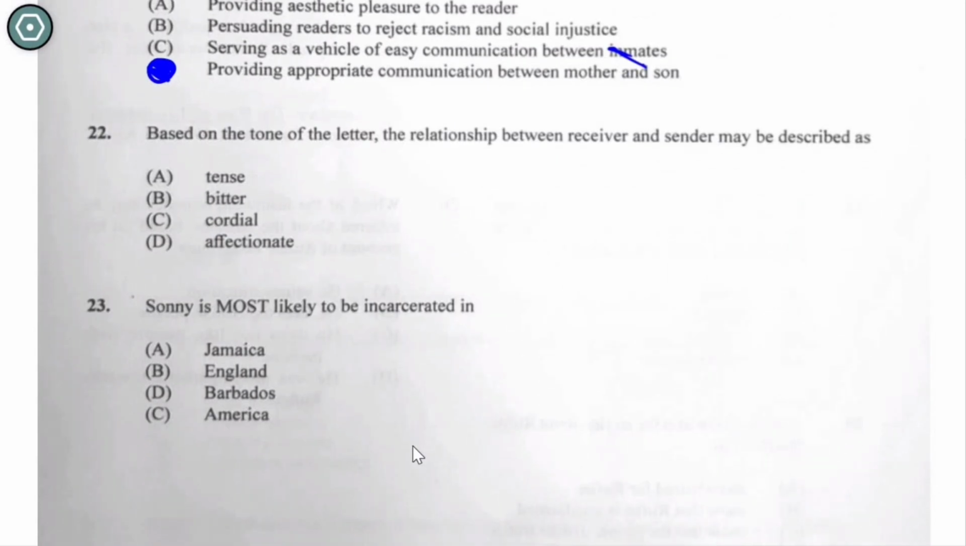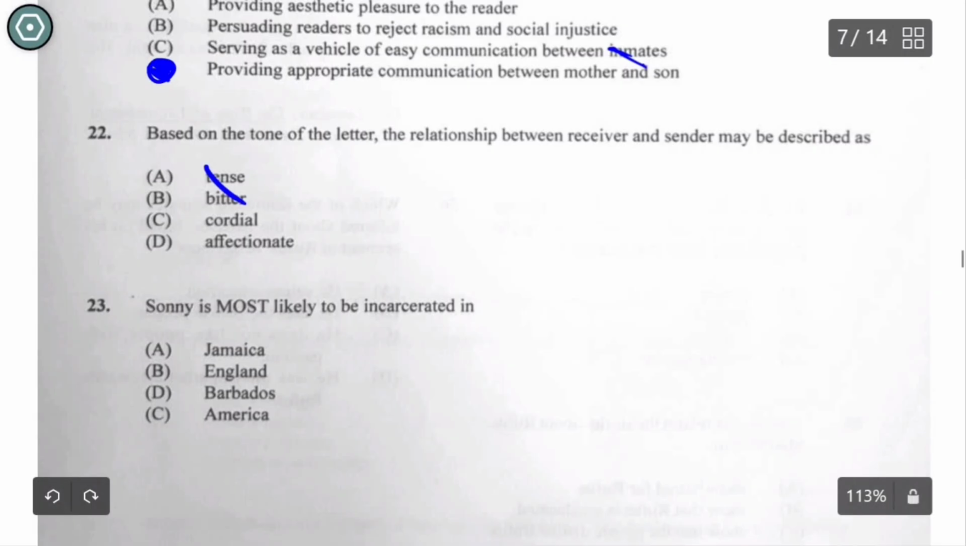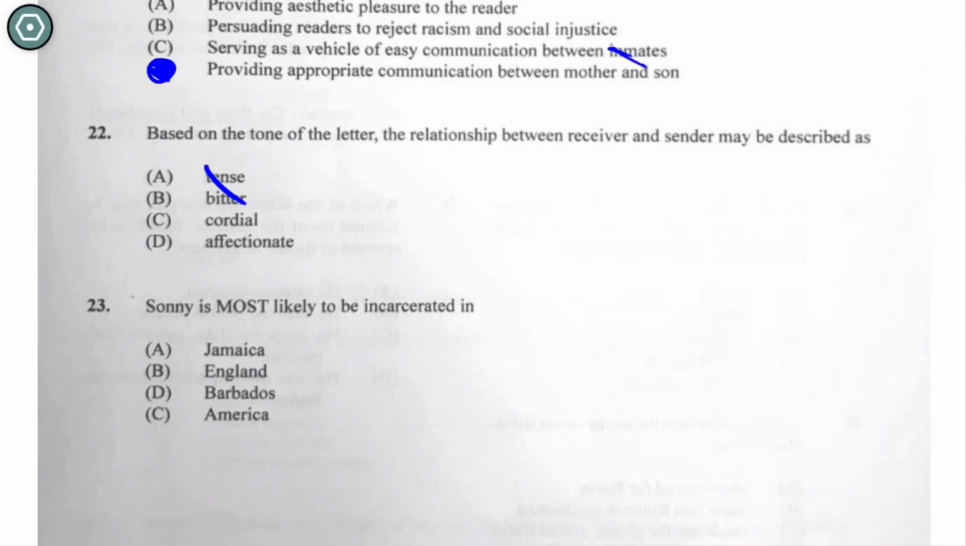Based on the tone of the letter, the relationship between the receiver and the sender may be described as tense, bitter, cordial, or affectionate. It's not tense and it's not bitter. So you either have to go with cordial or affectionate. I think affectionate is quite of a stretch. It sounds like a passionate word. So I'd go more with cordial, warm and friendly-ish, right? So, yeah, let's leave it there.